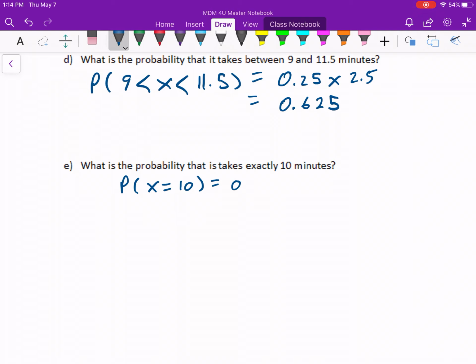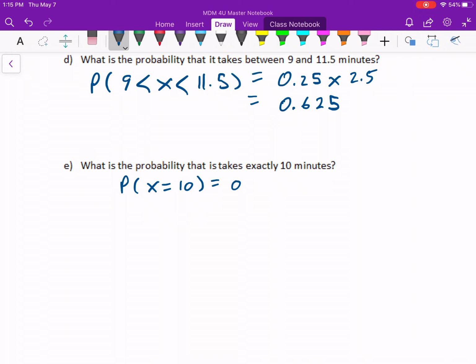But I can imagine people thinking, how is that possible? How could the probability be 0? Obviously, there is a chance that it takes him exactly 10 minutes to change a tire, so it can't be 0. And you're right, but the thing is that mathematically it's 0. And the reason is because it's actually so small that we can't even calculate it.